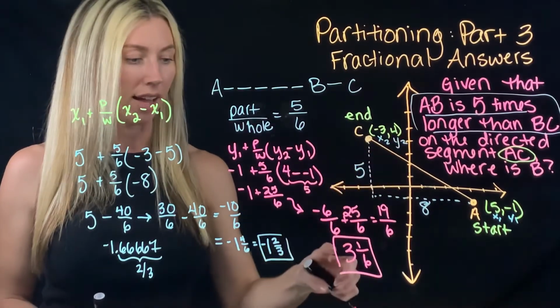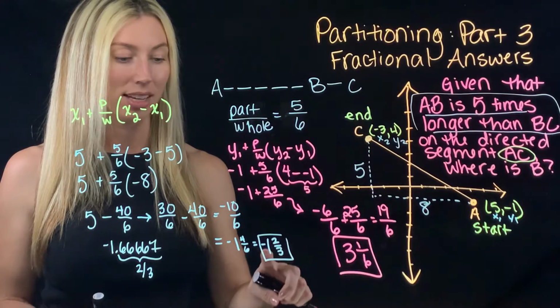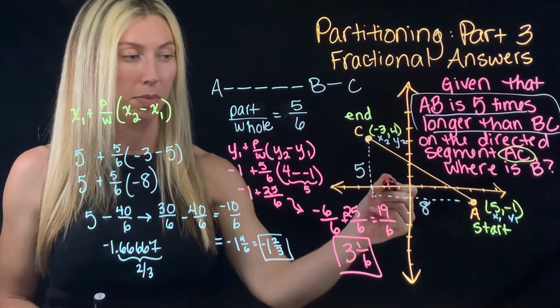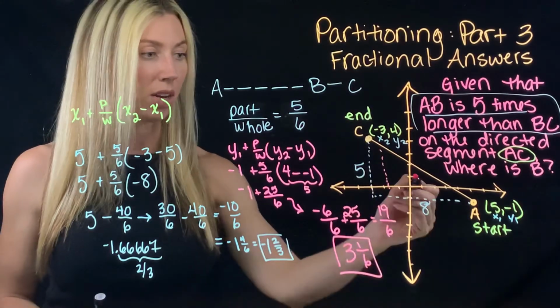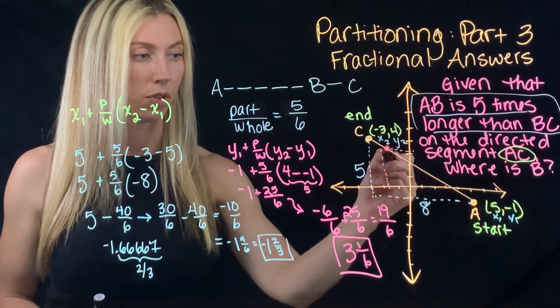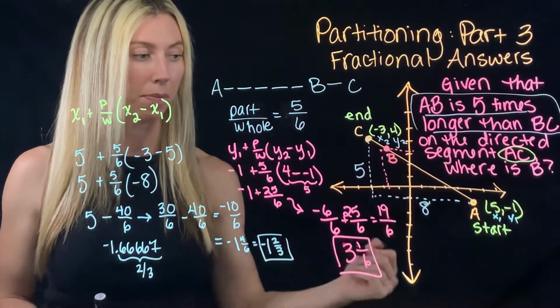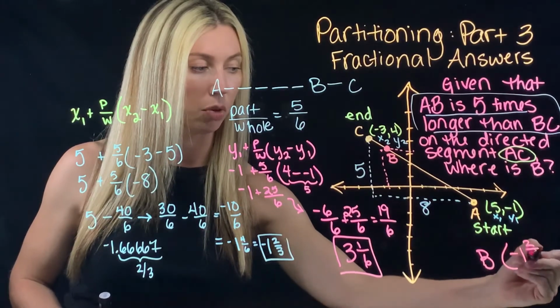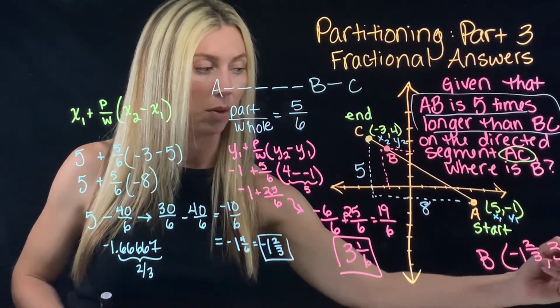And if you checked that on our x-axis, -1 2/3 is going to be about here. And then 3 1/6 is going to be coming over here. So you're going to get this value for B. So the final answer is going to be that B is at -1 2/3 and 3 1/6.